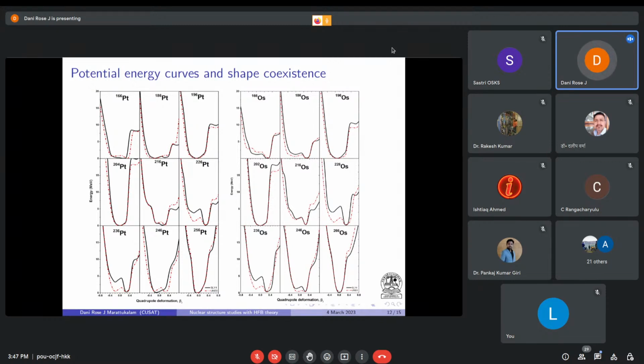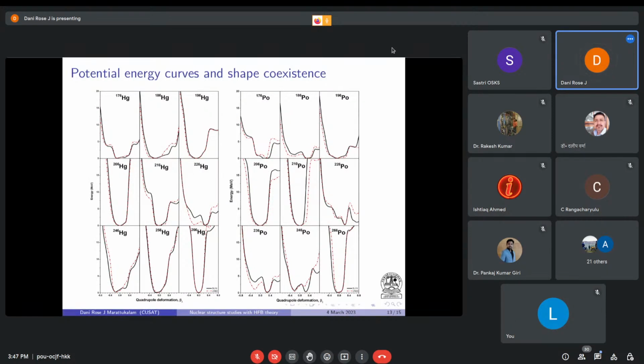While investigating these isotopic chains, we could find many nuclei that had, some of them had two prolate shapes coexisting, some of them had two oblate shapes coexisting, and some had even prolate and oblate shapes coexisting. This confirmed that there is shape coexistence in these nuclei. The results for the platinum, osmium, mercury and polonium are shown here.